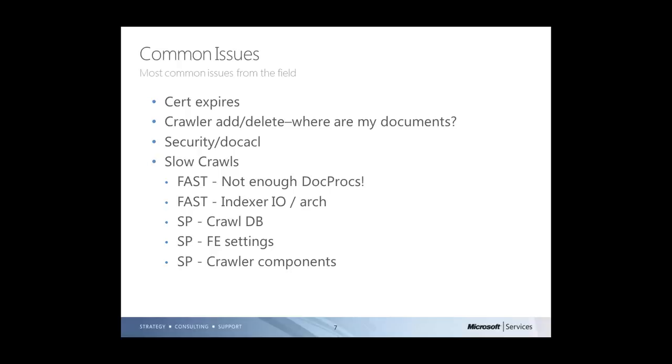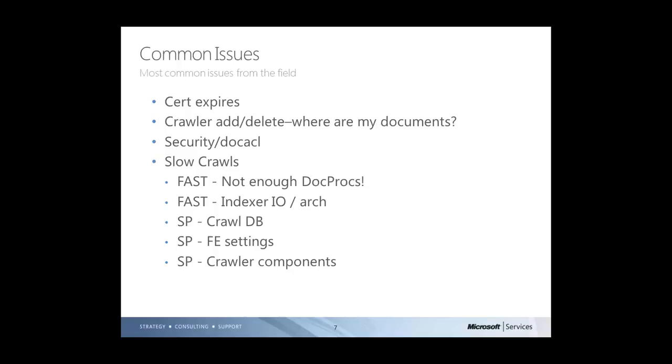If you suspend indexing, yeah, I'll show you how to do that. It's very, very simple. But if it is a FAST issue, document processors. You always have to add more document processors. This is the first thing I look at when I look at a new customer or a customer issue comes in for slow crawling: how many document processors do you have? Let's look at your document processor logs.